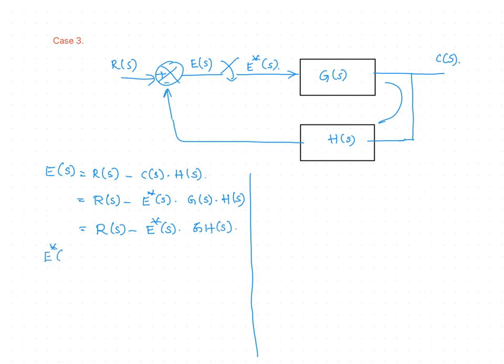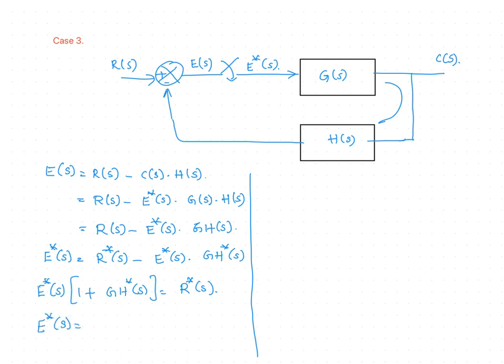So E star of S can be written as R star of S minus E star of S into GH star of S. So E star of S into 1 plus GH star of S equals R star of S, and E star of S will be R star of S by 1 plus GH star of S. Now we can write C of S as E star of S into G of S.